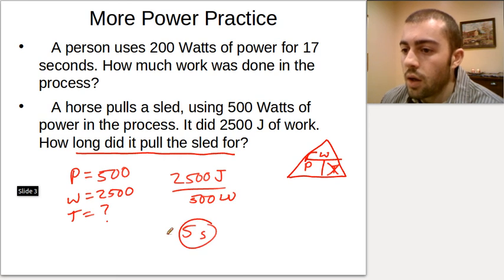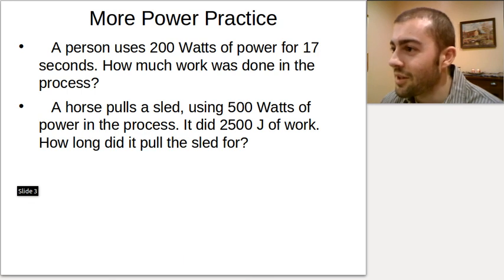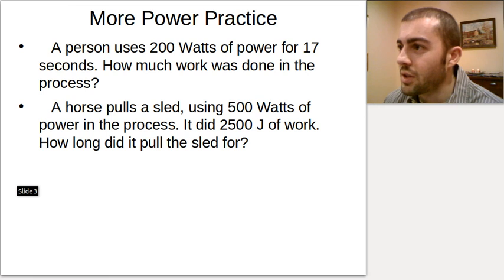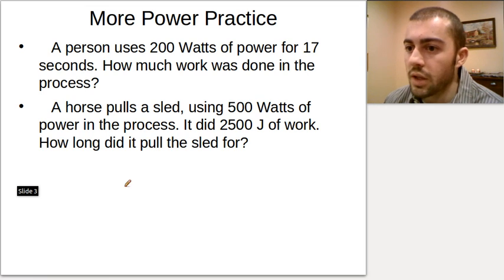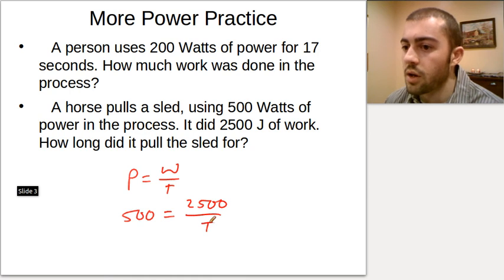If we do this mathematically, though, we have all the same variables here. That eraser is too small. I'm just going to give up on the eraser. We have all the same variables, so we would need to do the power formula again. We have 500 for our power, 2,500 for our work, and time is our unknown.